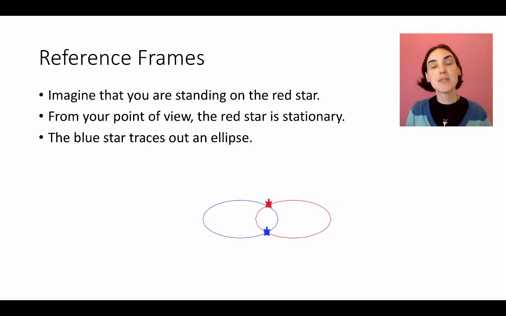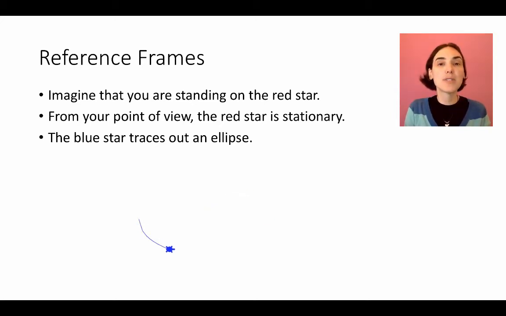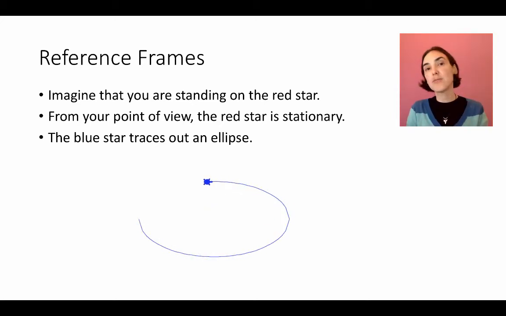So this ellipse that we're seeing the red star take is not something that we would be able to perceive if we were standing on the red star. We would only see the blue star going around like this.